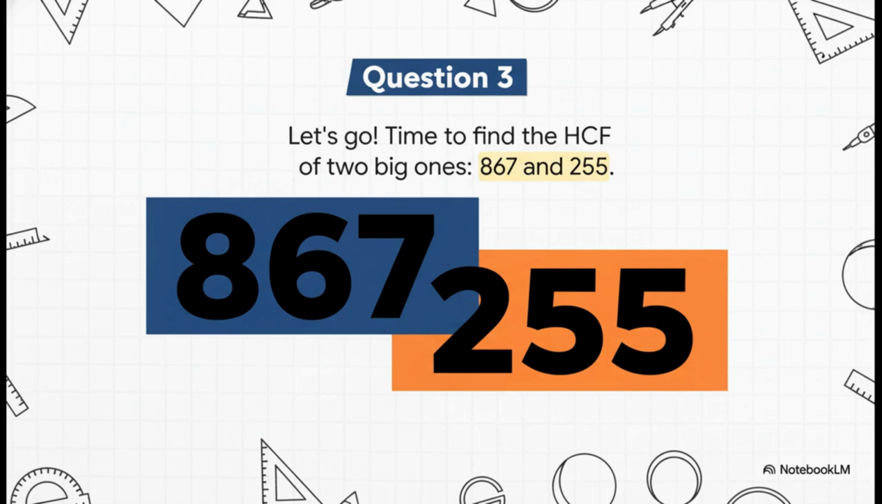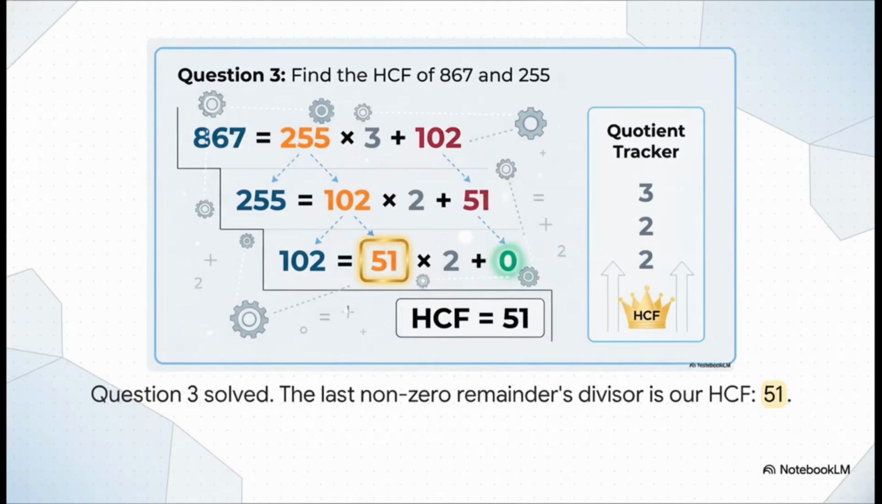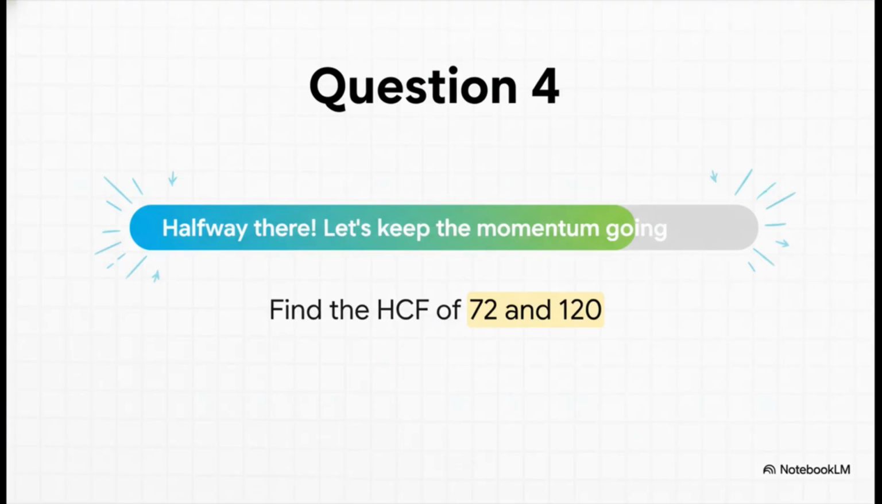All right, let's keep the momentum going. Example number 3. Let's find the HCF of 867 and 255. Okay, let's trace this one. Our first remainder is 102. Not 0, so we loop. The next remainder is 51. Still not 0, but on the final step, 51 goes into 102 perfectly, leaving us with that magic remainder of 0. Remember the rule? The divisor that gives you that 0 remainder is your HCF. So for this one, it's 51. Simple as that. We're halfway there.